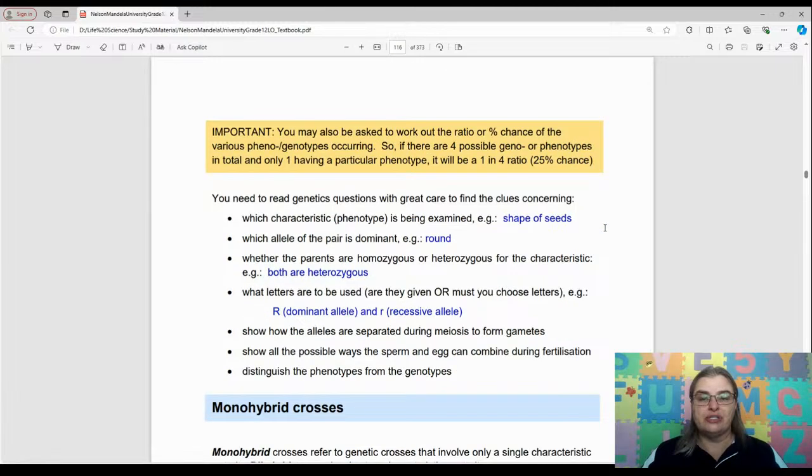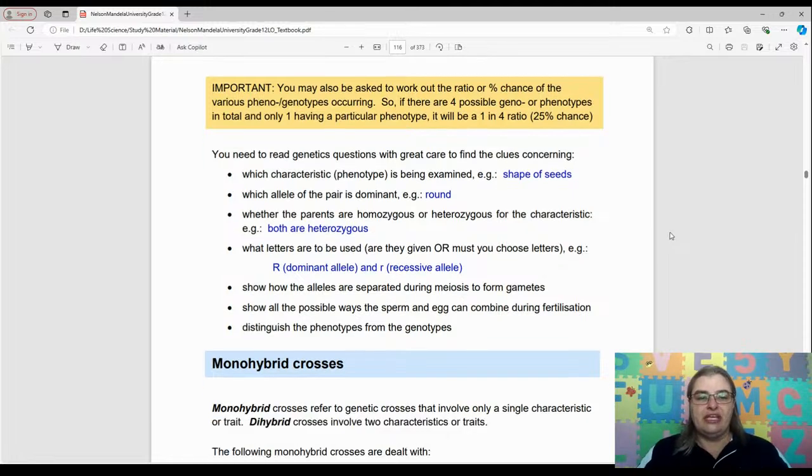This is also something you really need to get familiar with. We have to work out the ratio or the percentage chance of the various phenotypes and genotypes occurring. For example, if there are 4 possible genotypes in total, with only one having a particular phenotype, it'll be in the ratio of 1 to 4, or a 25% chance, okay? So then also a nice little summary here, or recap.